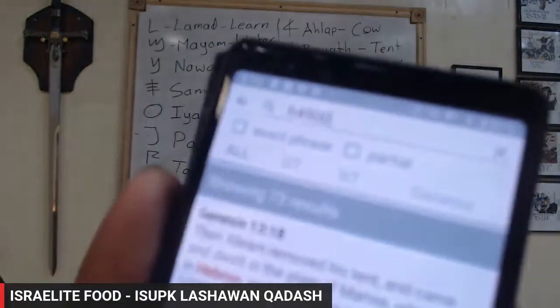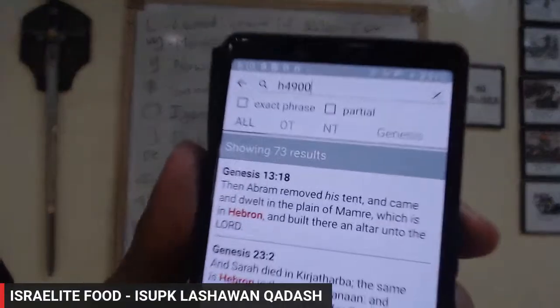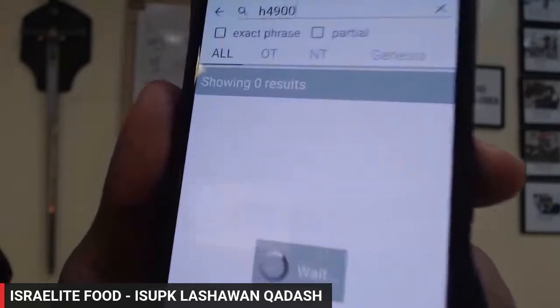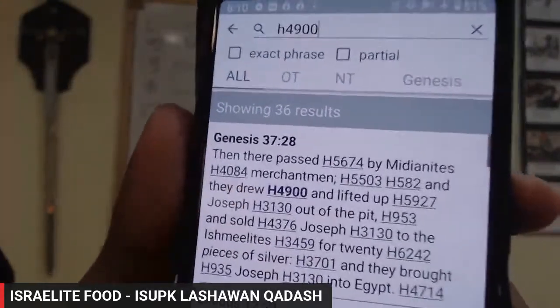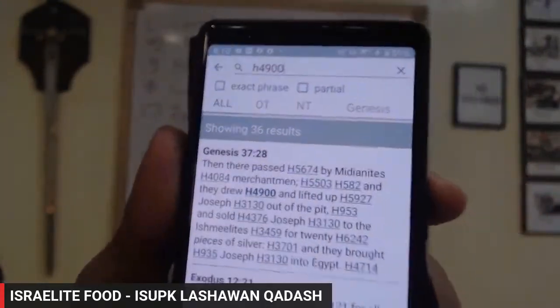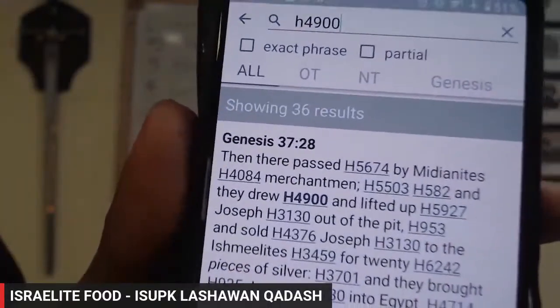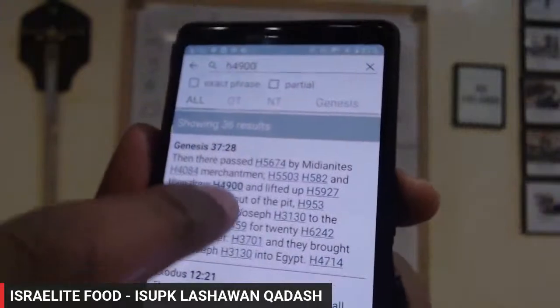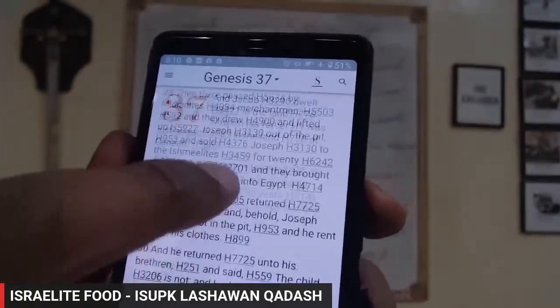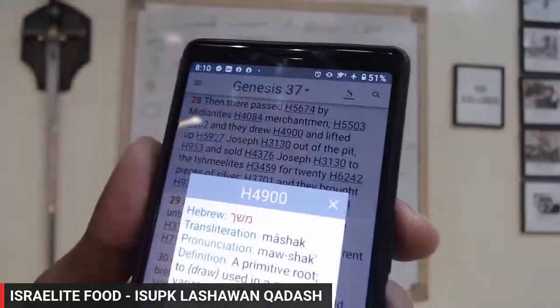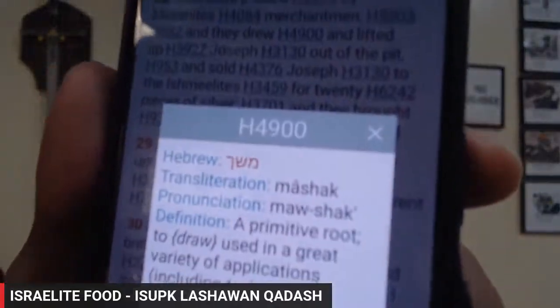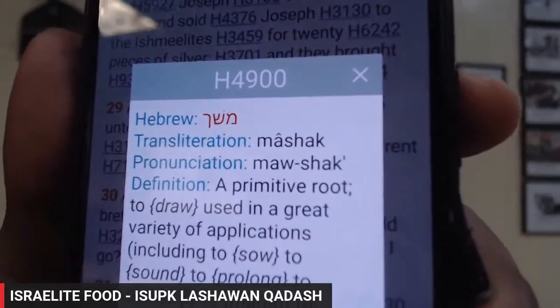Okay, so we put H440 at the top. All right, and we're gonna put in enter, and we're gonna see what comes up. That is the word for draw. Okay, so Aisha Allah was answering Shapat's question, right? To get draw, 4900 looks like a Masha word, right? Masha is correct. There you go.